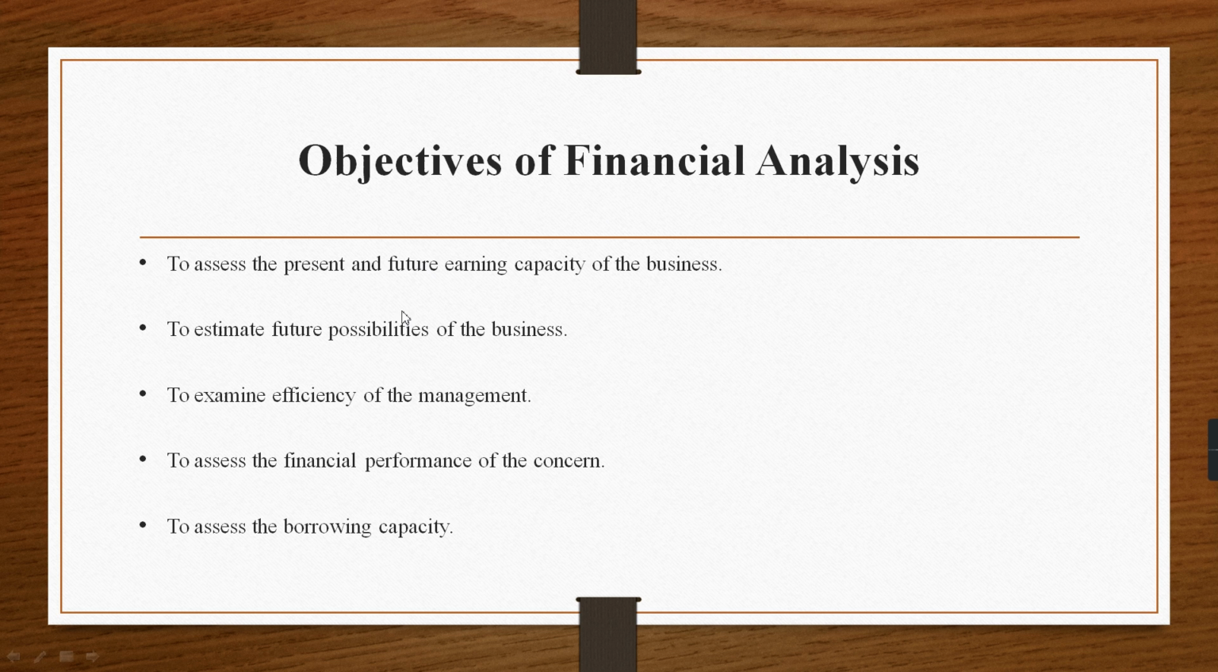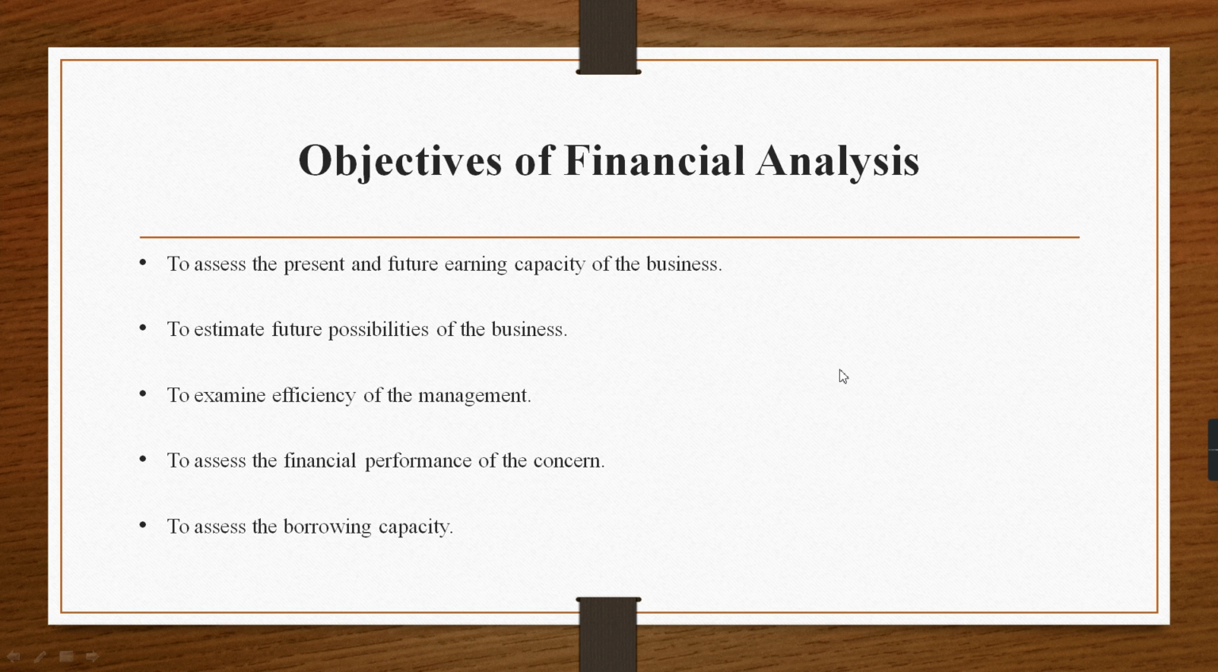Then coming to the next objective, to examine the efficiency of the management. So the management efficiency can be easily examined and assessed through financial analysis and interpretation. Coming to the next objective, to assess the financial performance of the concern. So with the help of financial analysis and interpretation, we can easily assess the financial performance of the concern. That is also the objective of financial analysis.